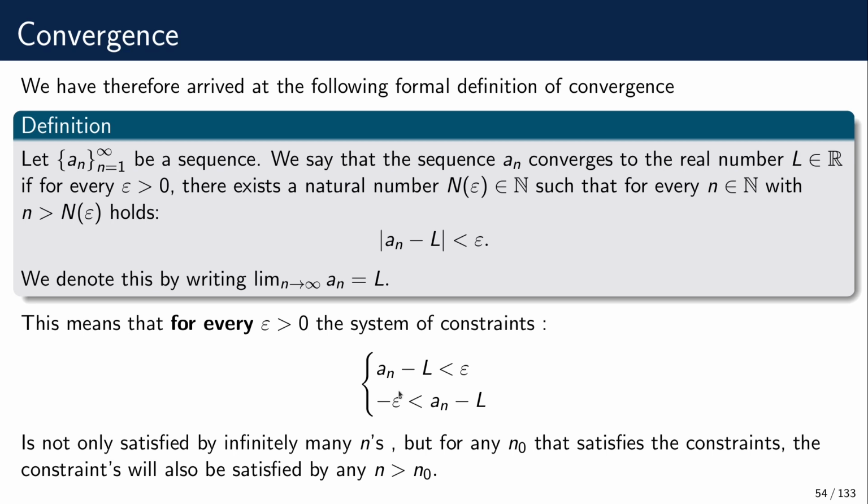And this means basically that this system of inequalities is satisfied by infinitely many natural numbers n. In fact, if this system of constraints is satisfied by some number n_0, then it is also satisfied by any n that is greater than n_0. This is the essence.